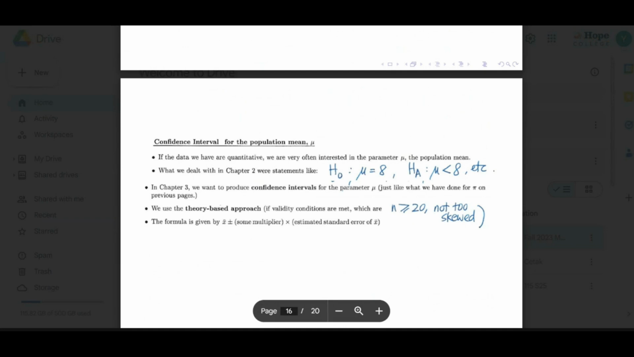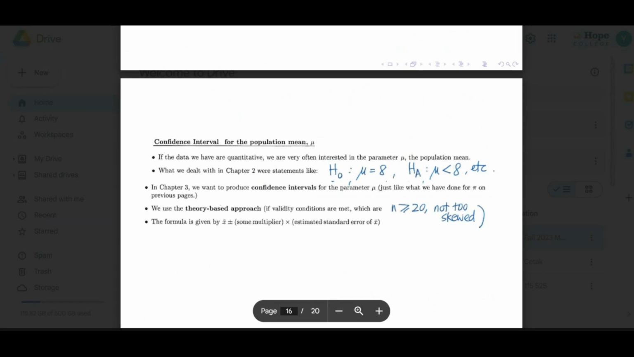Again, it's a theory-based approach, so there is a validity condition. Does this sound familiar to you? Sample size at least 20, not too skewed. Have you heard that before? You should have. Of course. Can anyone tell me why success and failure hasn't shown its head here? Why am I not talking about successes and failures here? Why has it changed? Why am I now talking about at least 20 and not too skewed?